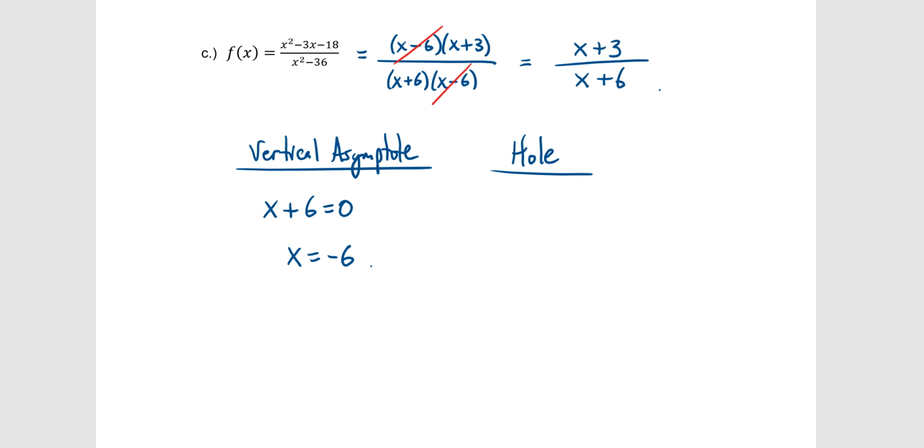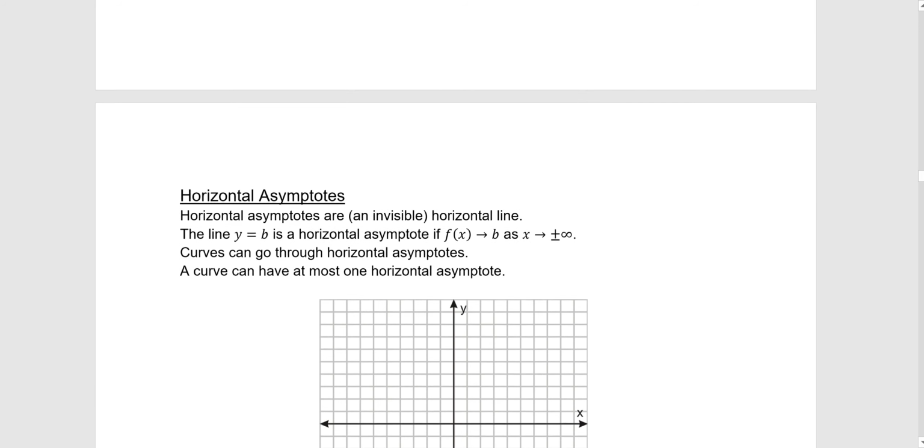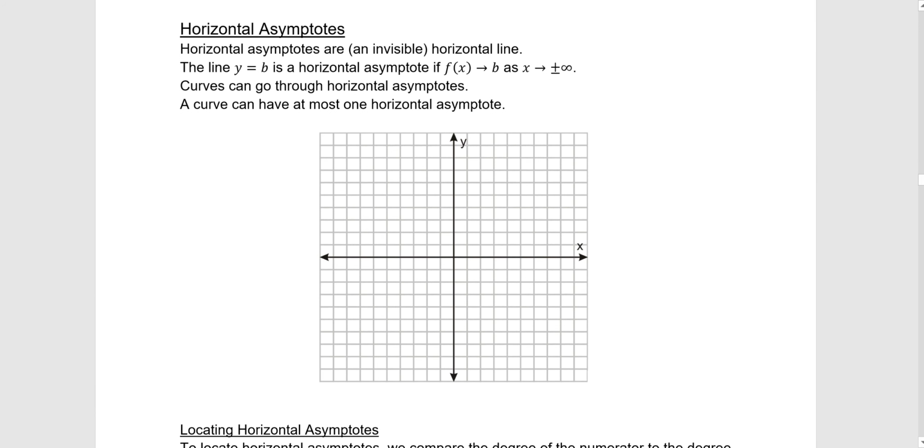And then as for the holes, you go to the common factor that you canceled, which was x minus 6. You set that equal to 0. We add 6 to both sides to solve for x. We get x equals 6. So there is a hole at the x coordinate of x equals 6. Okay, so far that's vertical asymptotes and holes. Those are forms of discontinuities.